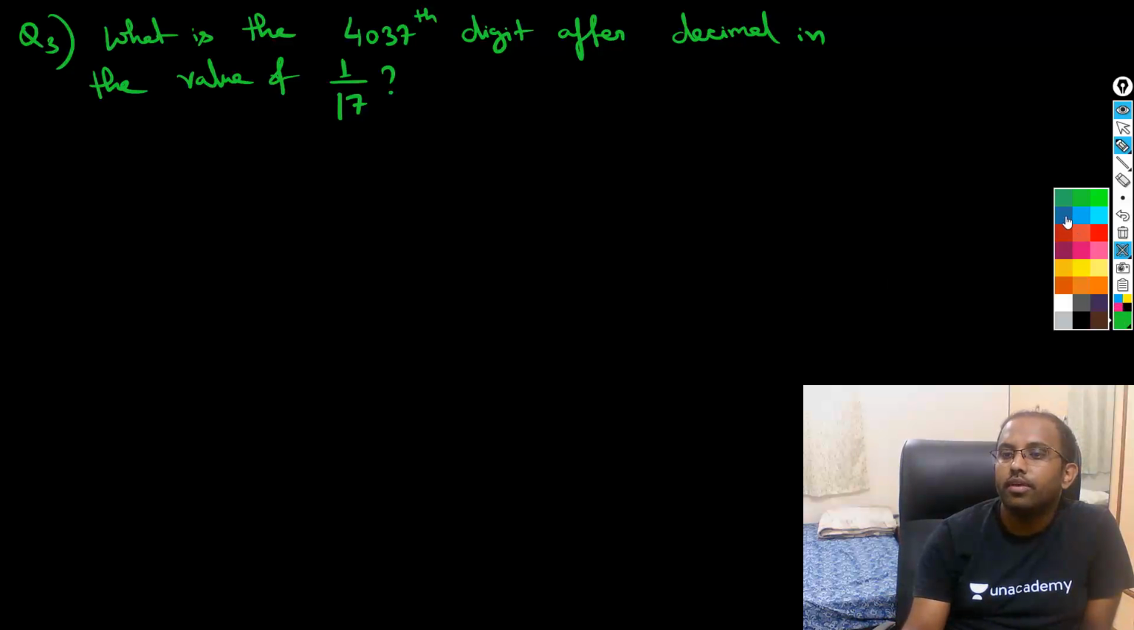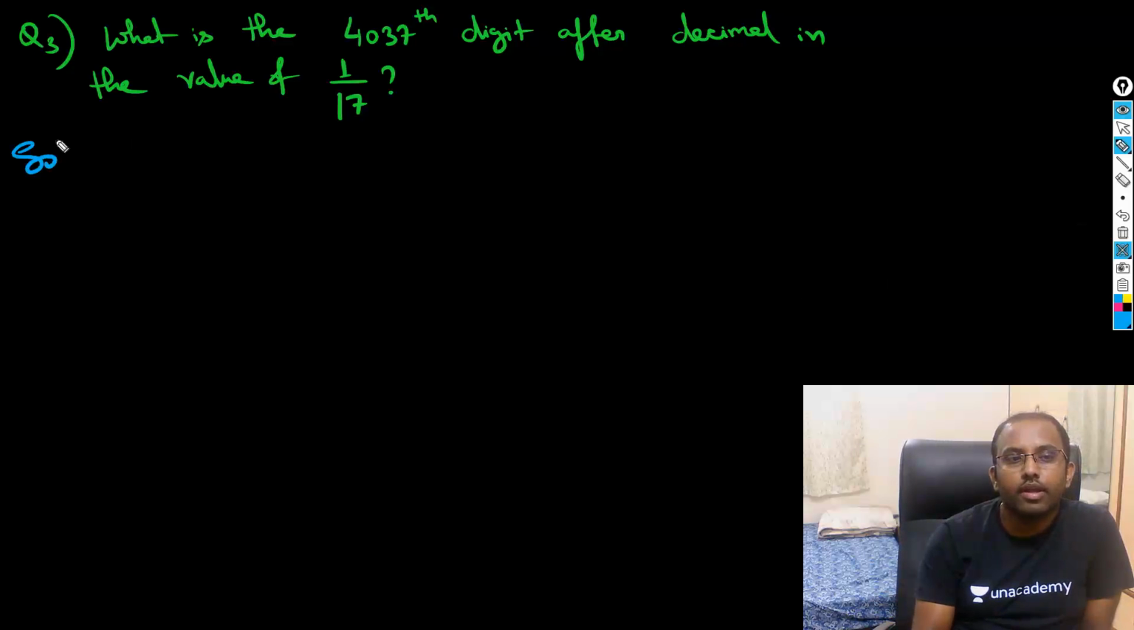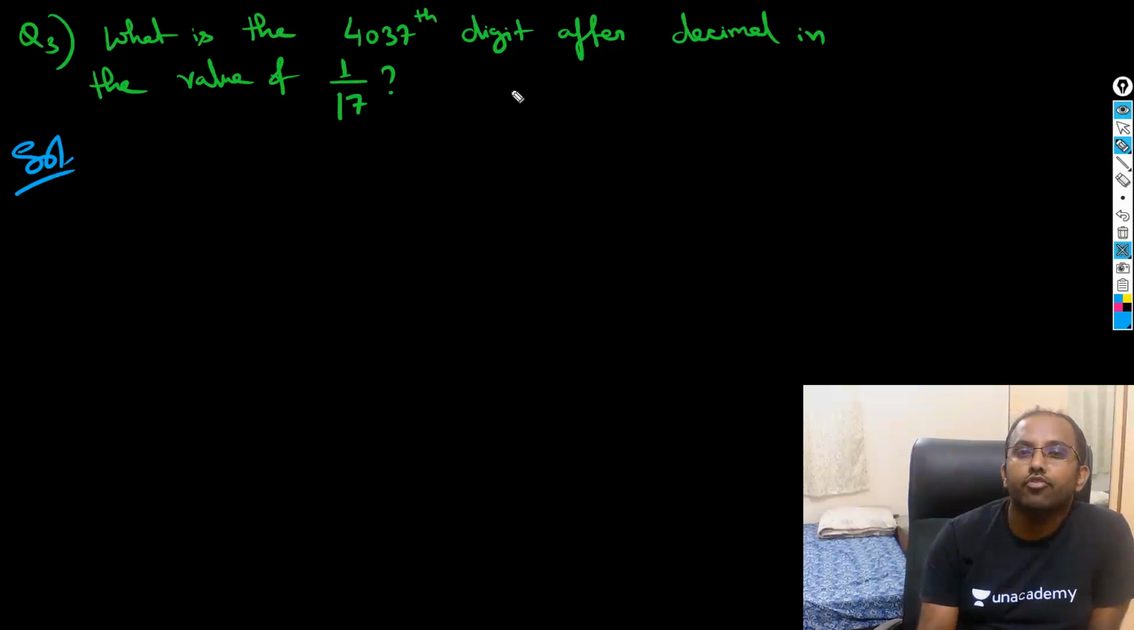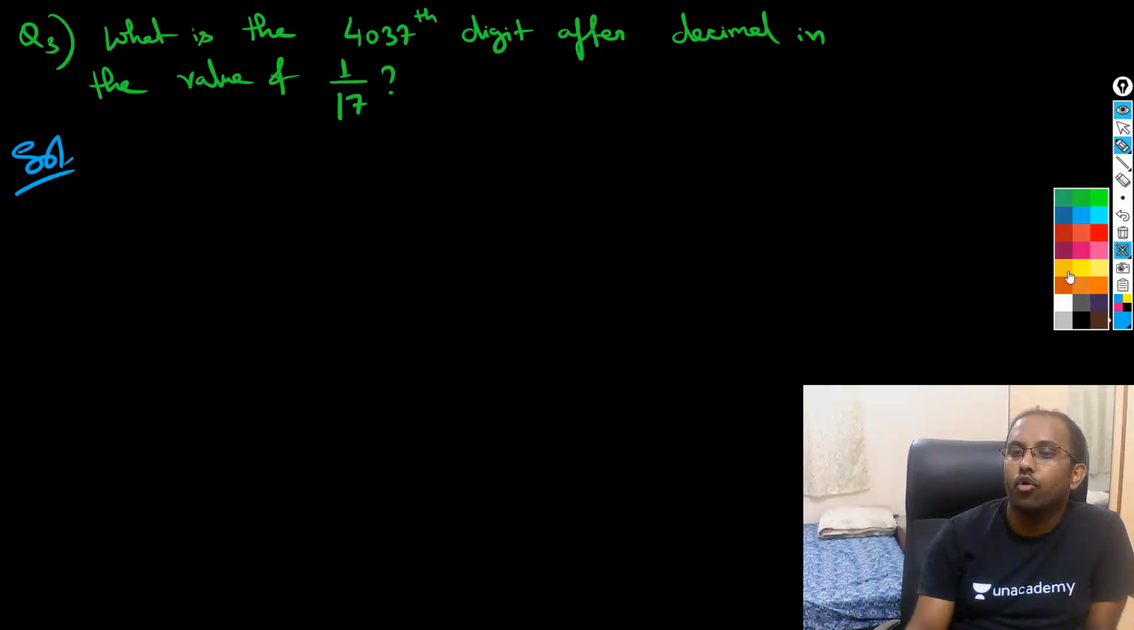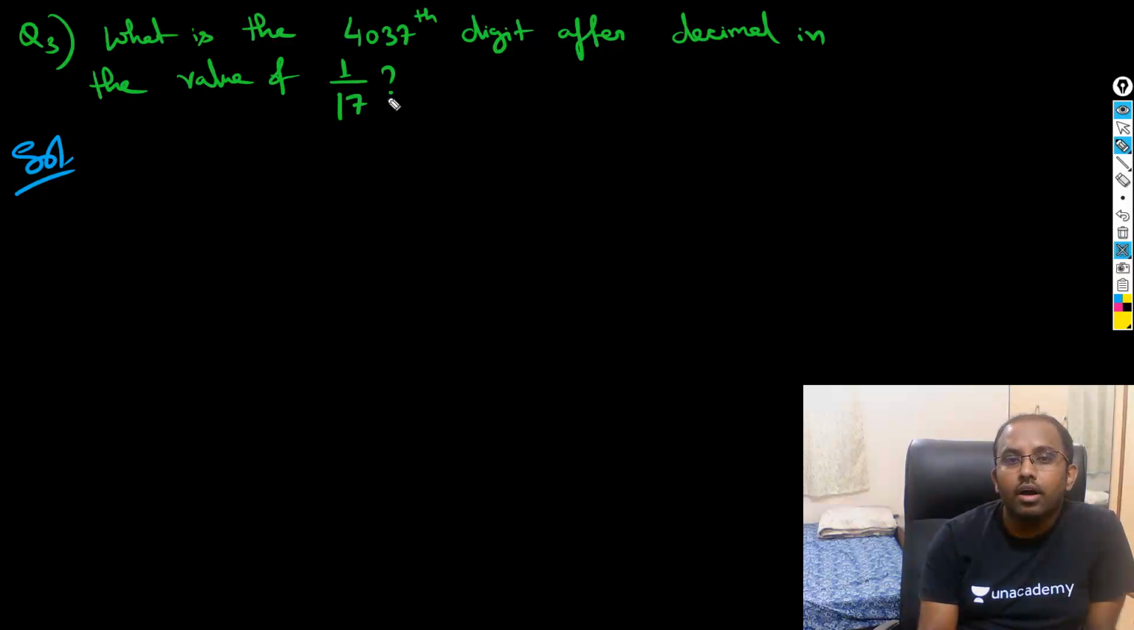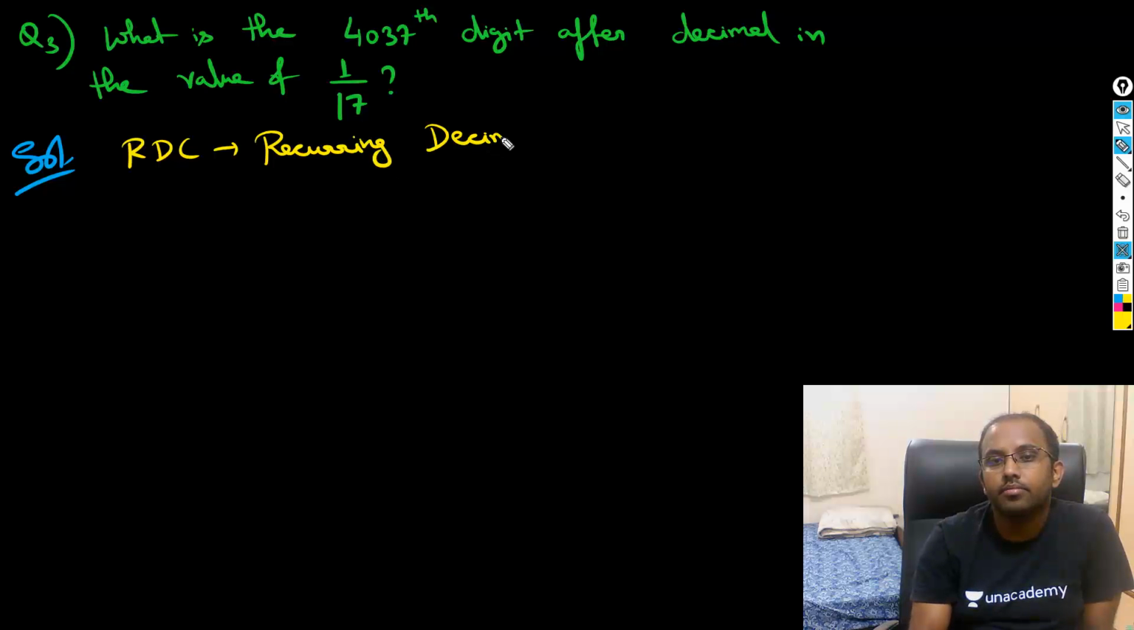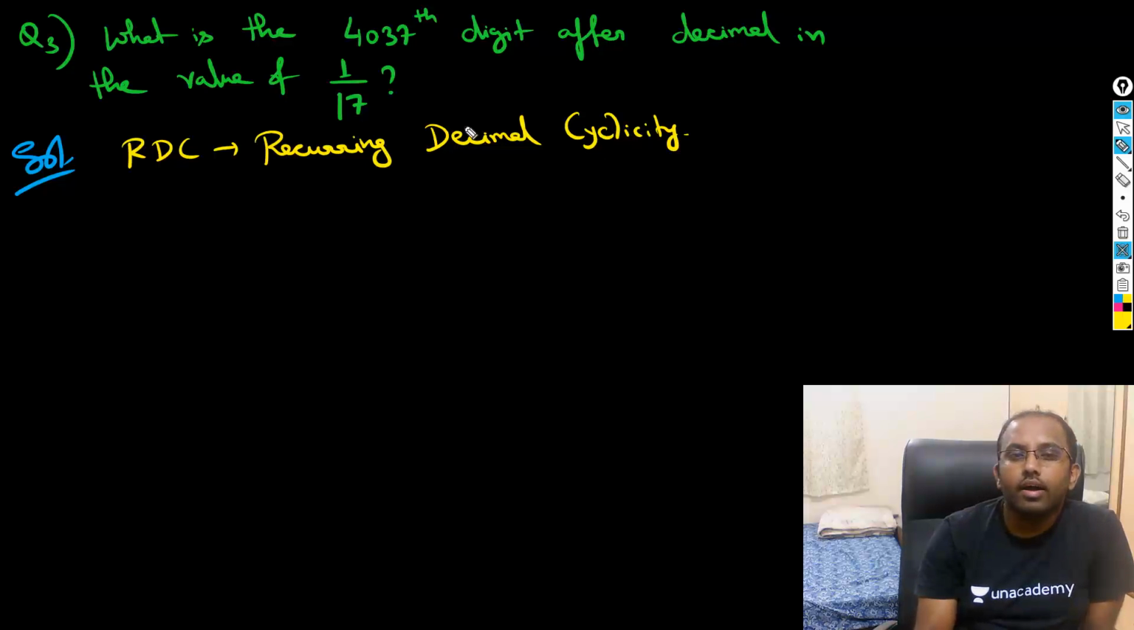Once I look at this value, what I can sense from here is, I want the 4037th digit here. So 4037 digit basically means I know that this is fund of what? RDC. That's the fund of RDC, that is recurring decimal cyclicity. So what happens in this recurring decimal cyclicity?